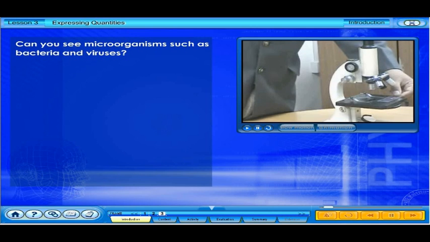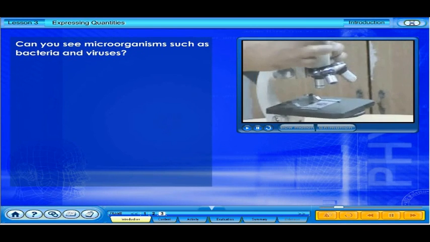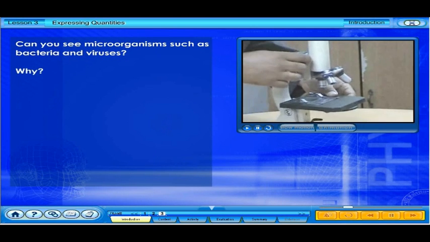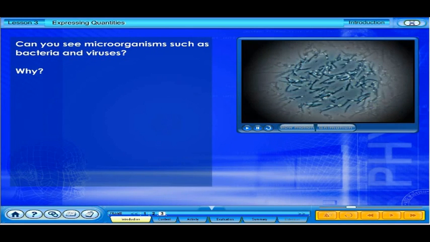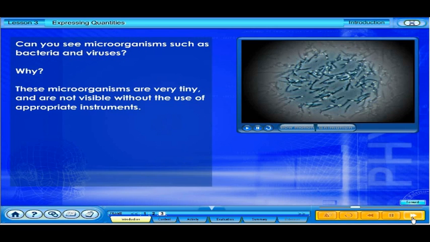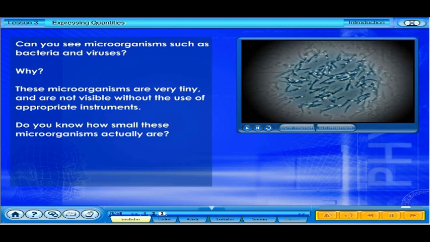Can you see microorganisms such as bacteria and viruses? Why? These microorganisms are very tiny and are not visible without the use of appropriate instruments. Do you know how small these microorganisms actually are?